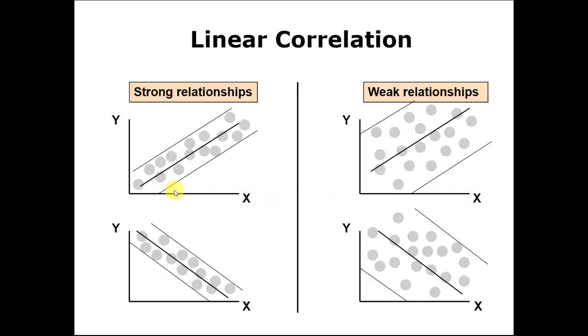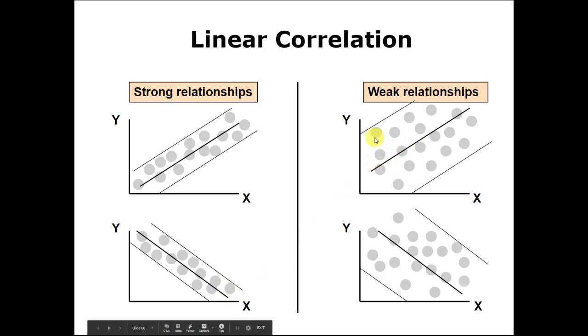Here is another example. When we have a strong relationship, there isn't a whole lot of spread here. It's very closely packed. This is a positive, strong relationship. Here, the opposite is true. These points are closely packed, right? They're close to one another. There's not that much of a spread, but this is trending in a negative direction.